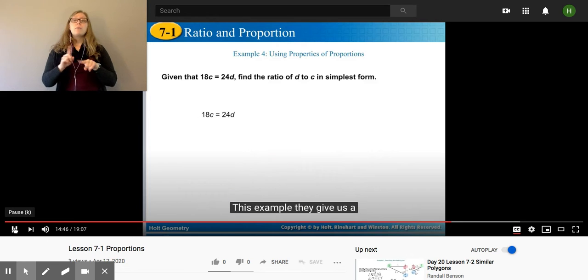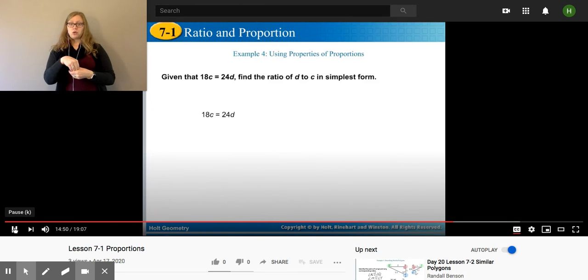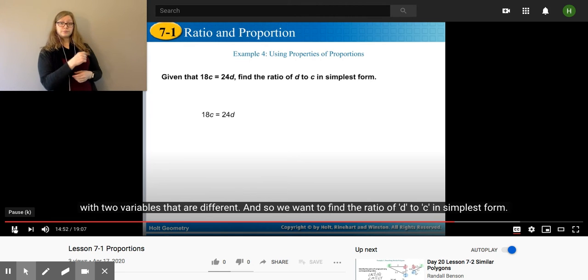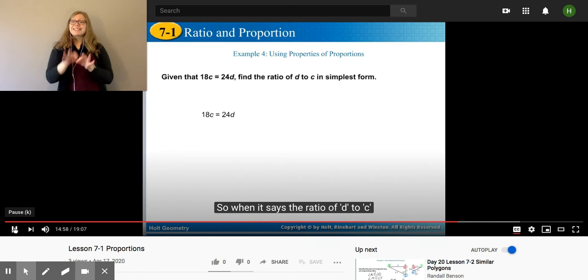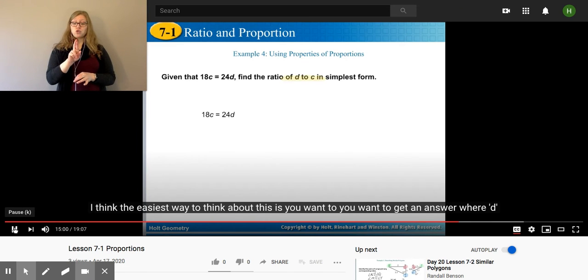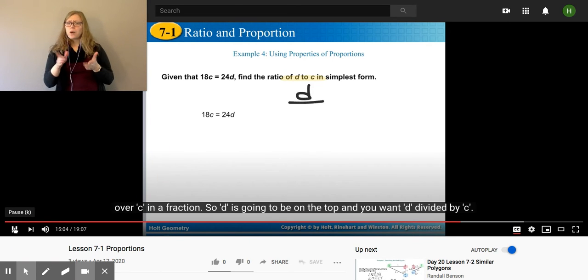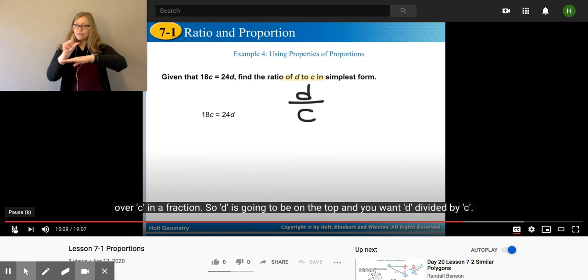In this example, they give us two quantities that are equal with two variables that are different, and so we want to find the ratio of D to C in simplest form. When it says the ratio of D to C, I think the easiest way to think about this is you want to get an answer where D over C is a fraction. So D is going to be on the top, and you want D divided by C.